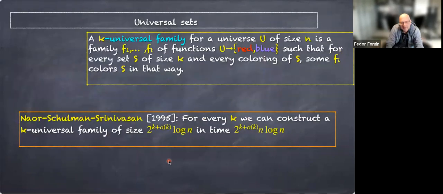The famous result of Naor, Schulman, and Srinivasan from 1995 gives a construction that for every k, we can construct a k-universal family of size 2 to the power k plus small o of k, times logarithm of n, in time 2 to the k plus small o of k, times n log n. That I will just be using. There are a lot of different constructions of universal families by now. I will take this one; it will serve my purposes quite well.